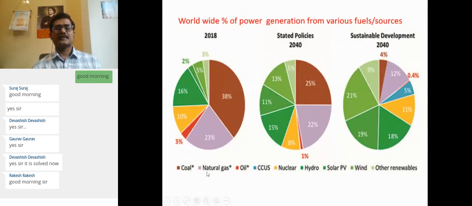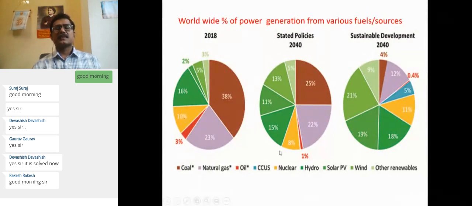As far as natural gas is concerned, currently it is nearly 23%, so not much fall can be seen there for natural gas, 22%. More or less the same contribution would be there for natural gas. For oil, it is currently 3%, and now it is targeted to reduce to 1%. A very small amount, because oil is likely to get depleted very fast. So that's why a very minor role will be played by oil in power generation.